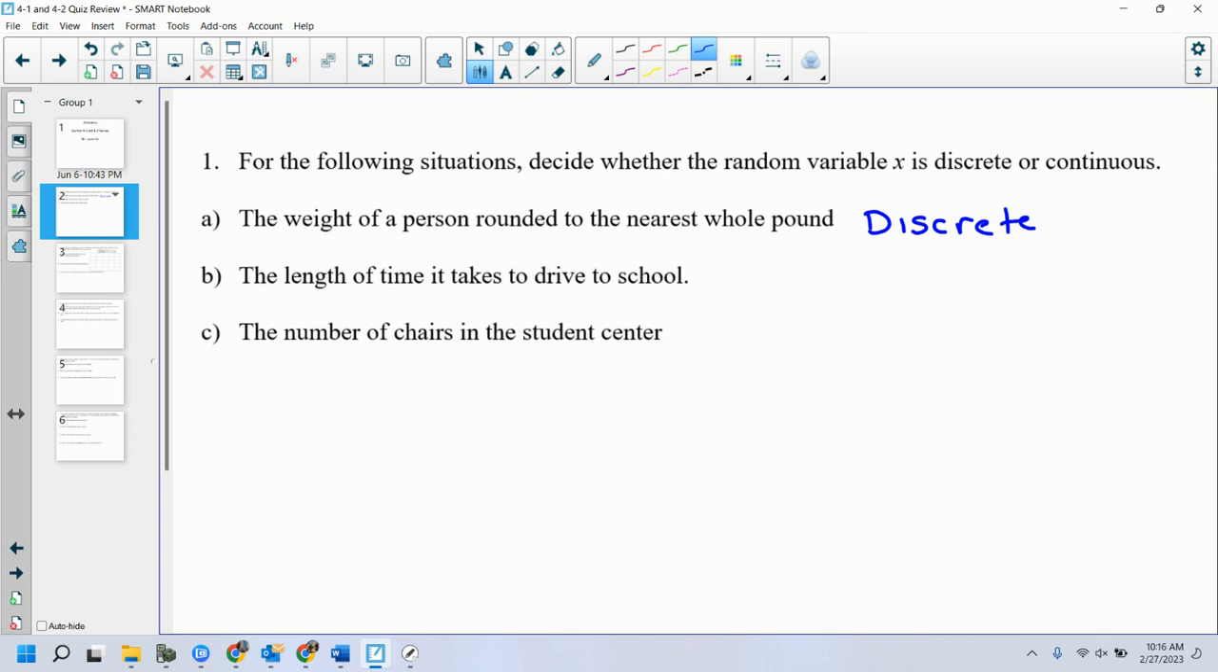Now, if I had just said the weight of a person, what's that turn into? Continuous, because I could keep narrowing down that weight. There are no gaps or breaks in weight. Like part B here, the length of time it takes to drive to school. Continuous. When you're talking about it, you might say, oh, it takes me 15 minutes to get to school, but you're rounding that. And then part C, the number of chairs in the student center? Discrete.